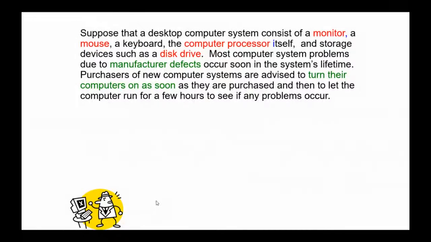Okay, so let's suppose we buy a desktop computer system, and it consists of a monitor, a mouse, a keyboard, the CPU, and extra storage devices. Most computer systems have problems due to manufacturer defects. Or you could be like me, have a computer that's 1 week old and open a virus, but then claim it was defective.